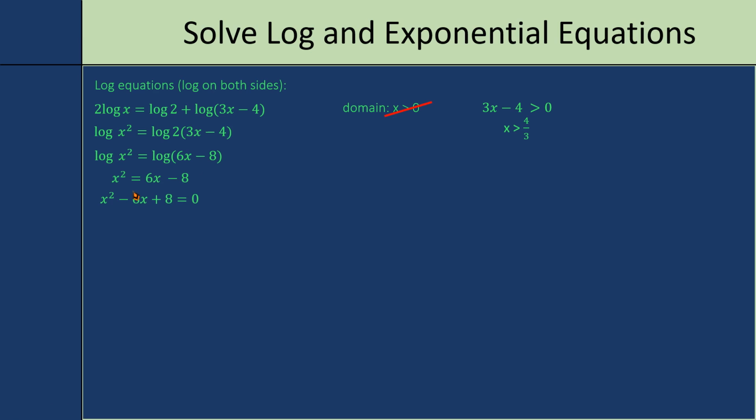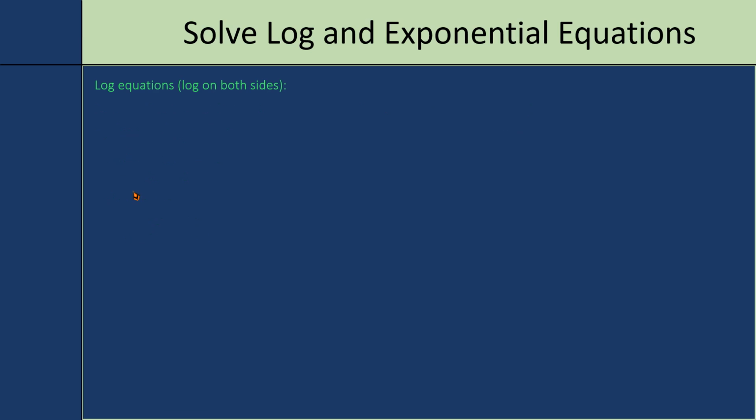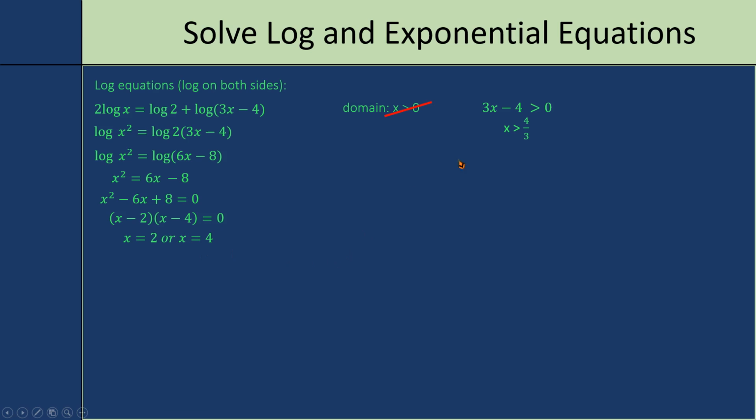And that becomes a trinomial, a quadratic. You factor and you solve. So x is equal to 2 or 4. Which one is larger than 4/3? Both of them are larger than 4/3. Both of them are the answers. Okay, you have two answers here.